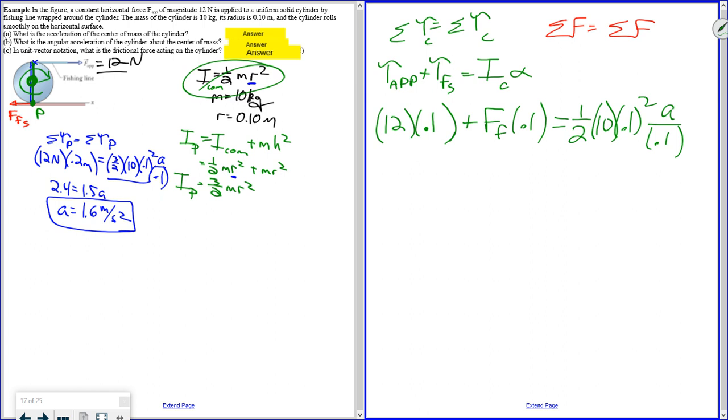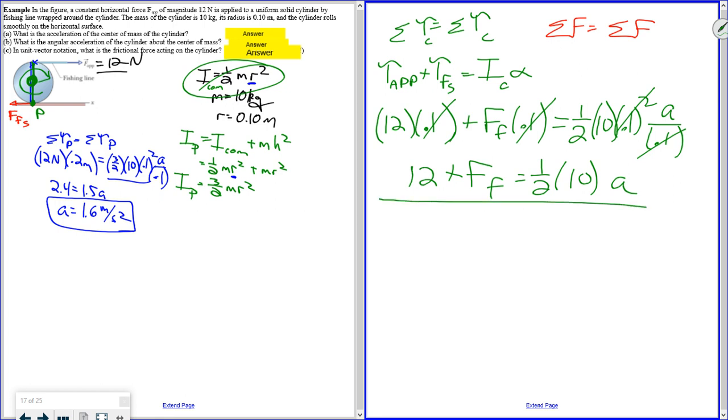So if you simplify this mess, you end up getting, well, I canceled all of the 0.1s. And so you get 12 plus the force of friction equals 1/2 MA, 10 times A. I'm going to leave it like that for a minute.